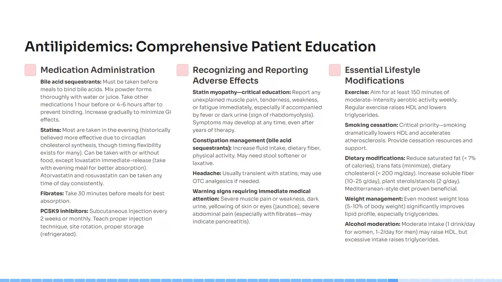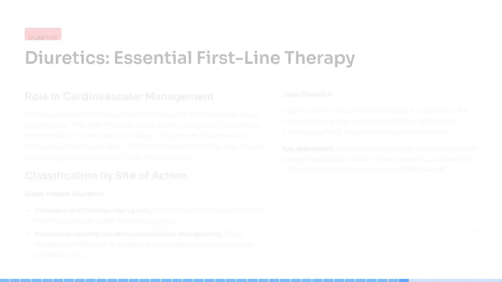And then moderate intake of alcohol. 1 drink for women, 1 to 2 for men. And that says a day, but that's quite a lot, really. It may raise the HDL, but excessive intake also raises their triglycerides.